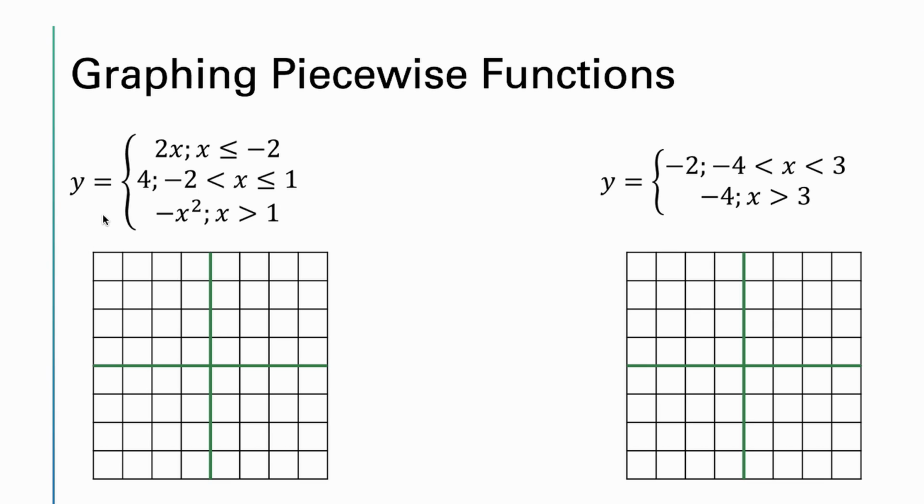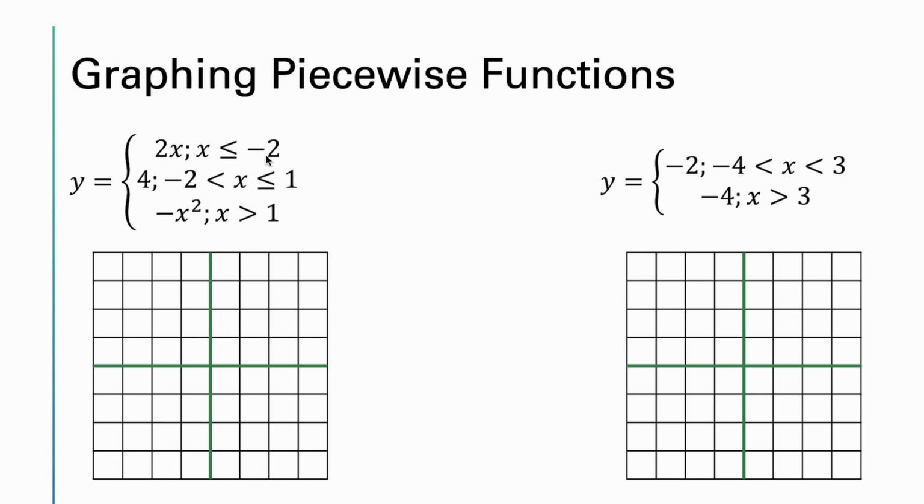Y is equal to 2x if x is less than or equal to negative 2. Y is equal to 4 if negative 2 is less than x is less than or equal to 1. And y is equal to negative x squared if x is greater than 1. Okay, so let's take each rule and graph them. Now, the difference between graphing a piecewise function on the number line and on the coordinate plane is that with the coordinate plane, you have a second dimension, the y-axis. So you also have to take that into account.